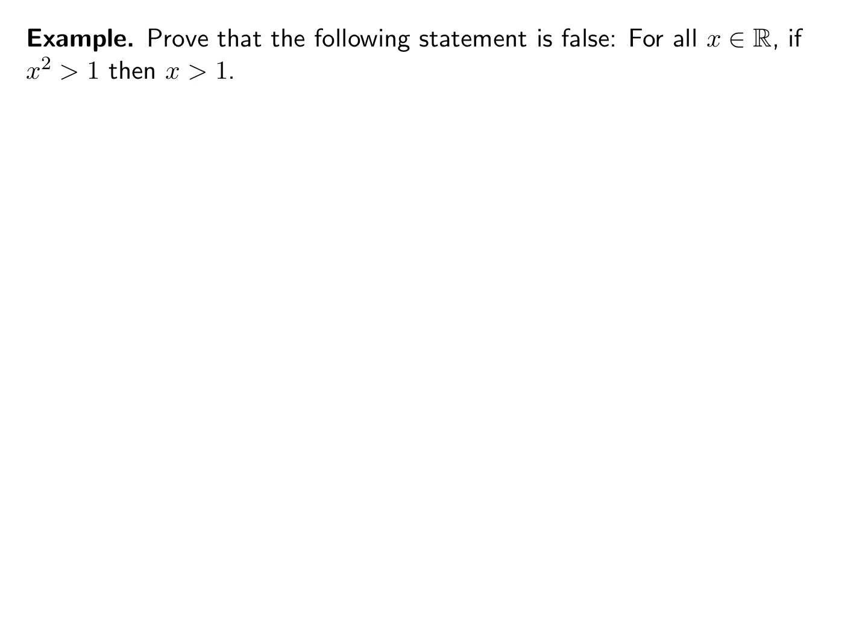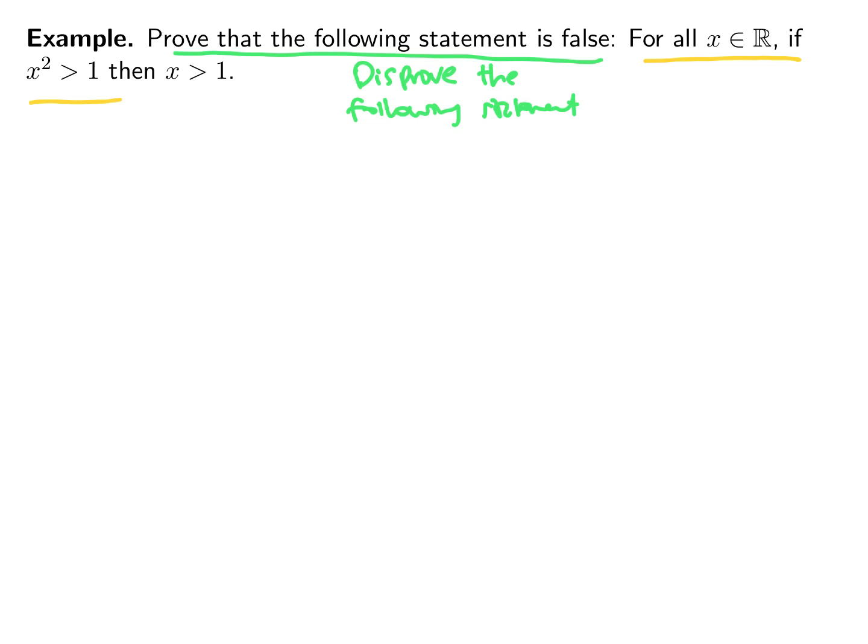Okay, let's take a look at this example. Prove that the following statement is false. Sometimes this whole thing, prove that the following statement is false, can also be rephrased as disprove the following statement. Whenever you see the words disprove the following statement, it means prove that the statement is false. Okay, so what we want to disprove here is that for all x in R, if x squared is greater than 1, then x is greater than 1. This is a false statement. Okay, and we're going to prove it.